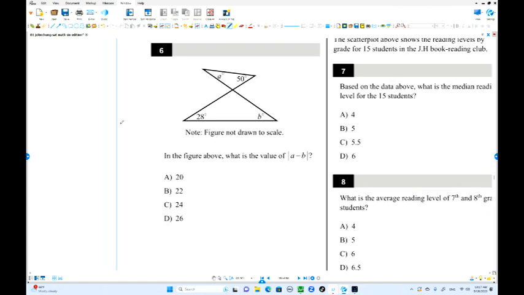Number 6. What is the value of a minus b? You know that the sum of the angles inside the triangle is already 180, right? These two angles are equal. The sum of these two angles must be equal to the sum of the other two angles. A plus 50 equals b plus 28. That's right, okay, because these two angles are congruent. So from here we can find a minus b equals what? Negative 22, isn't it? So the absolute value is positive, okay? 22 is the answer.